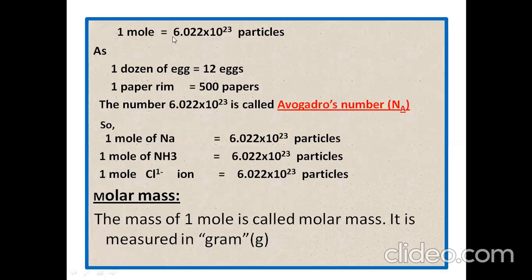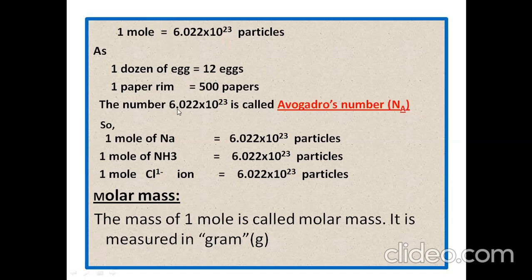We cannot count these numbers, but we can only estimate it. 1 mole contains 6.022 × 10^23 particles. As 1 dozen of eggs contains 12 eggs, 1 paper ream contains 500 papers, similarly, 1 mole of any substance is equal to 6.022 × 10^23 particles.